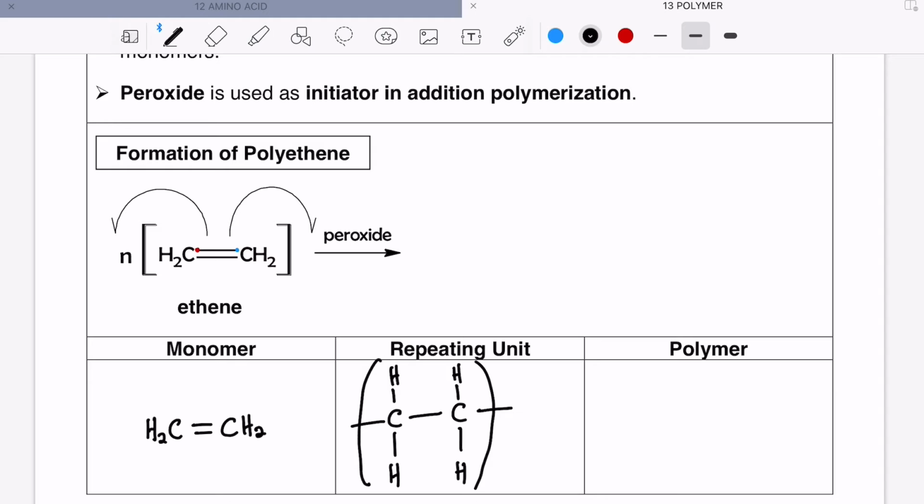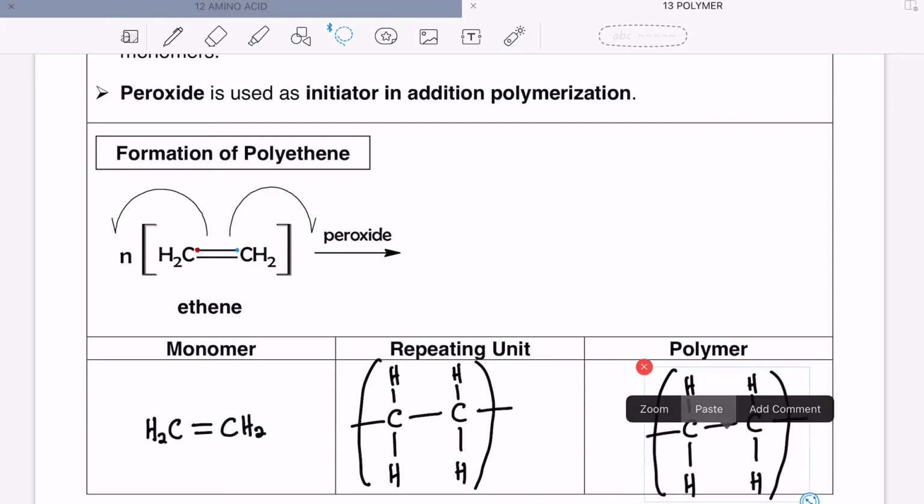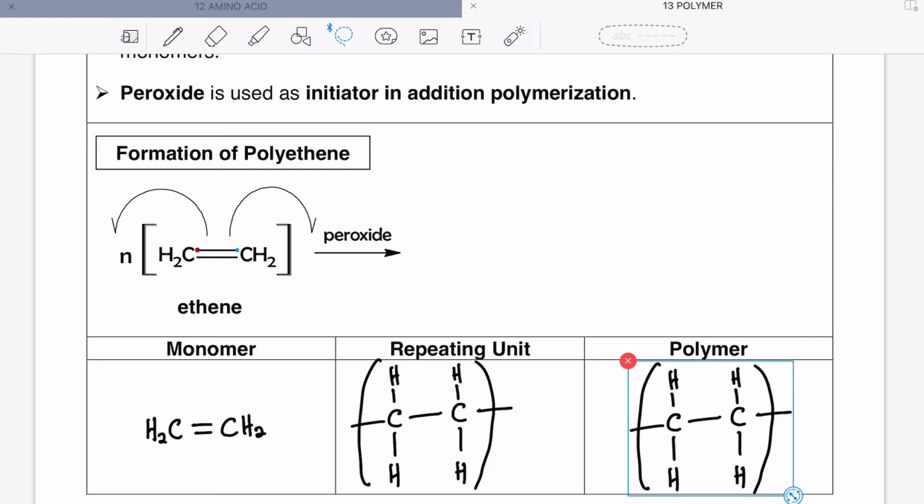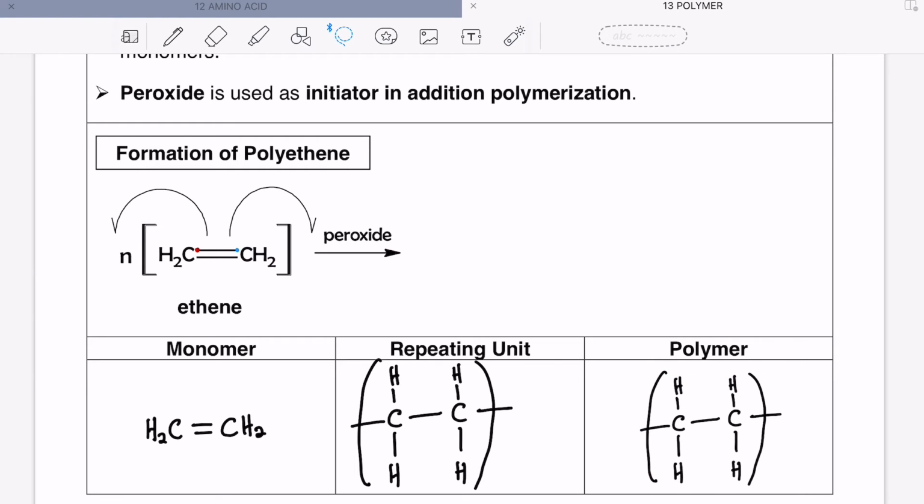So this is the repeating unit. And then sometimes students ask me, Madam, what is this? That means it's going to bond with another monomer. So this is the repeating unit. It will repeat and repeat. Since it will repeat and repeat the same one, just copy and paste the polymer, but don't forget to add n. And so there you go. Okay, so let's take a look at others.